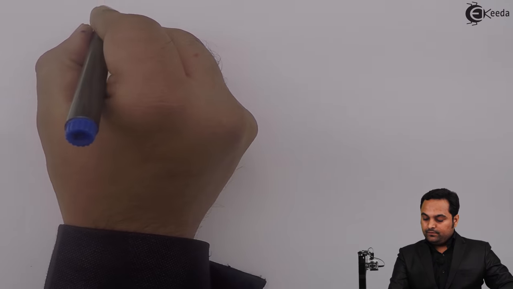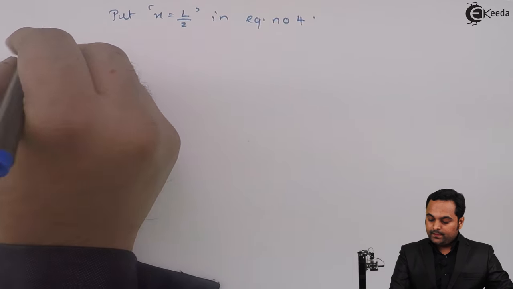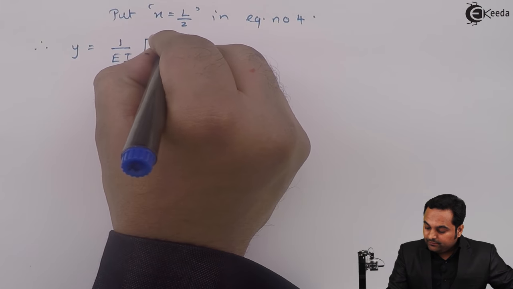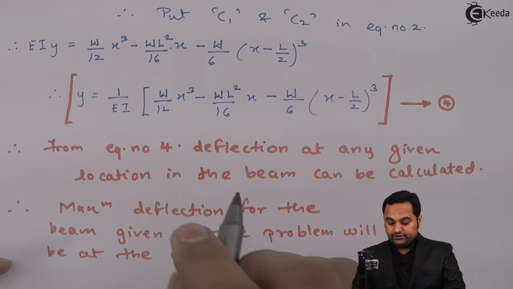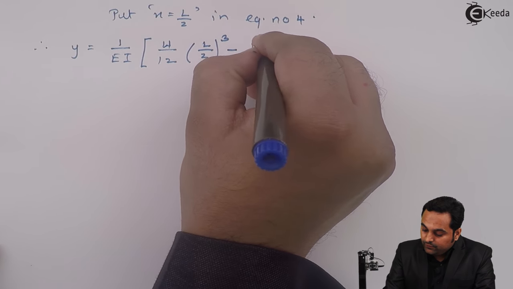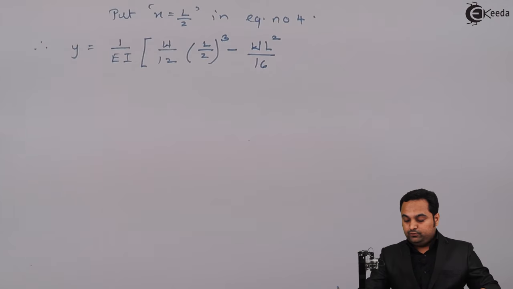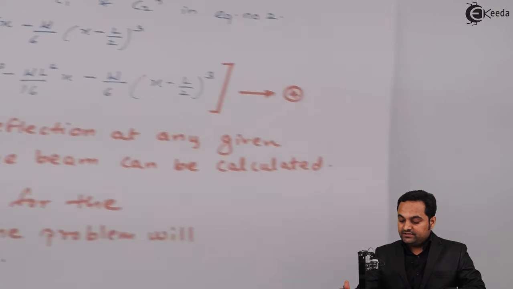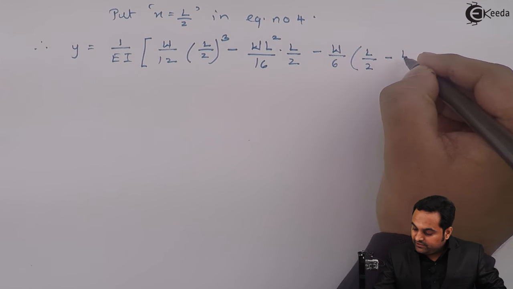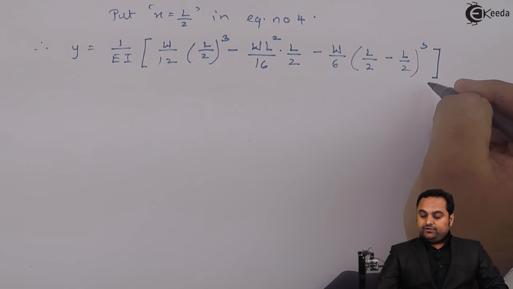So hence, put x is equal to L by 2 in equation number 4. So here we have y is equal to 1 upon EI into the bracket W by 12 as it is. Now instead of x, I'll put L by 2. So L by 2 whole cube minus WL square by 16. Next, instead of x, I'll put L by 2, then minus W by 6. Instead of x, I'll put L by 2 minus, here we have L by 2 whole cube. Now here is the complete deflection equation in which we will get maximum deflection.